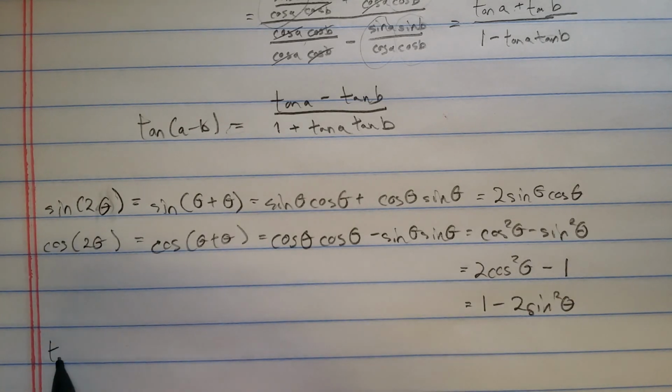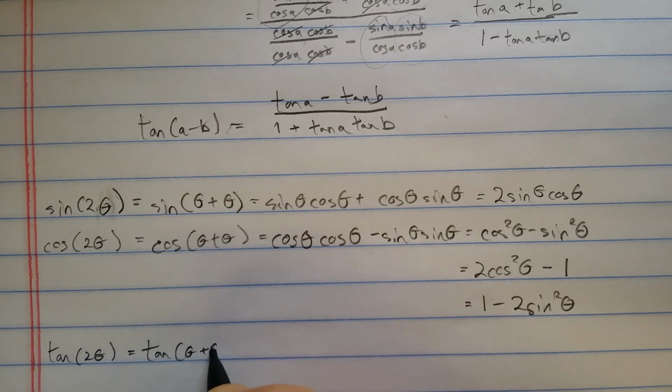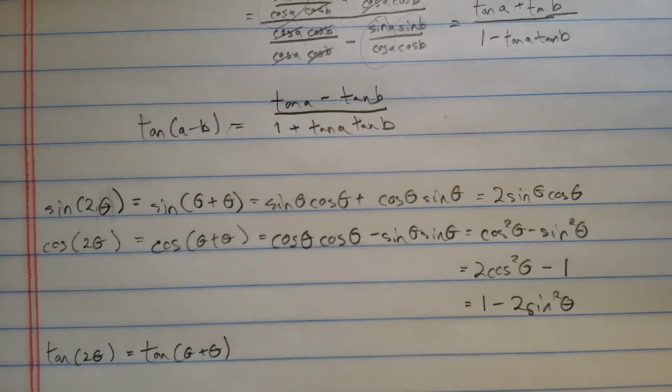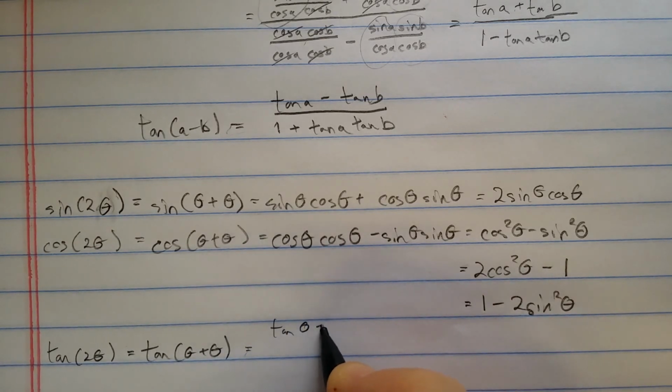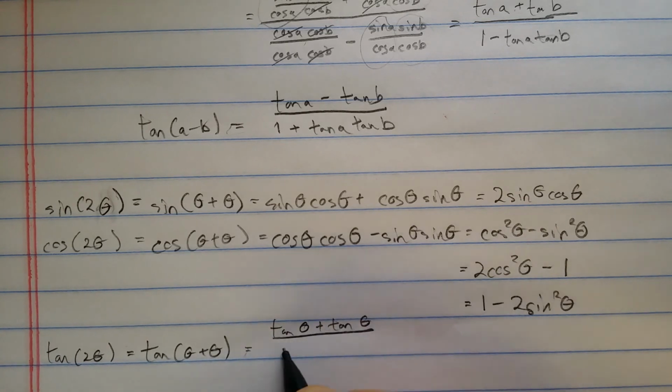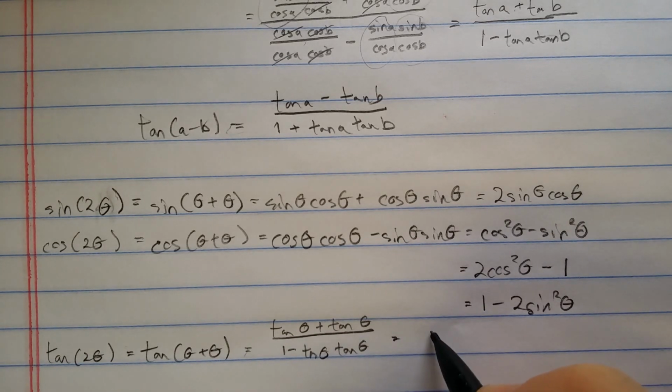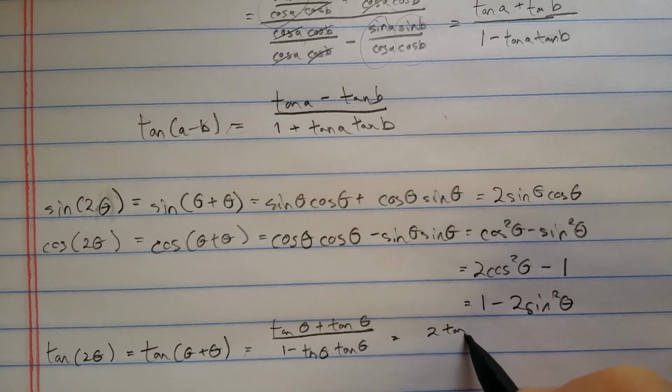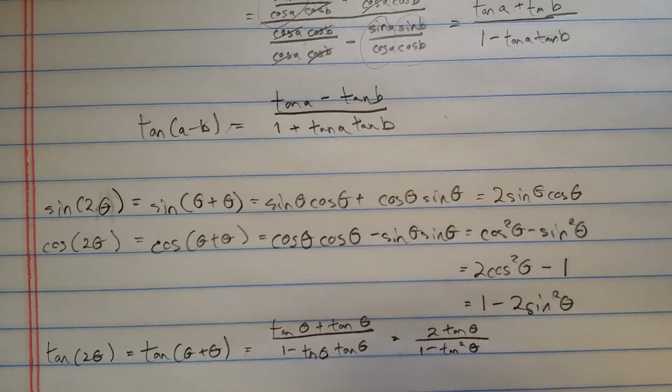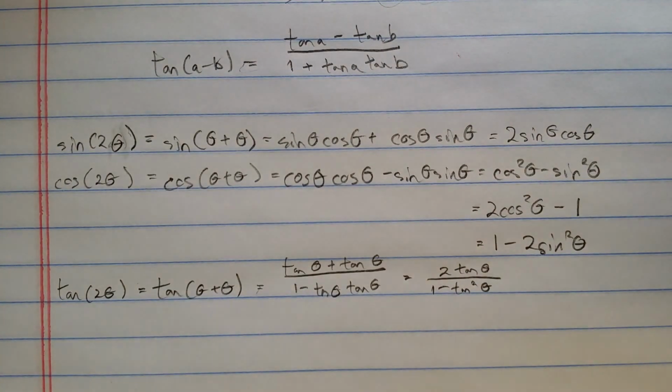Tangent of a double angle, let's see what that is. That is tangent of the first plus tangent of the second over 1 minus tangent of the first tangent of the second. So that is 2 tangent theta over 1 minus tangent squared theta. Alright, there's your double angle formula for tangent.